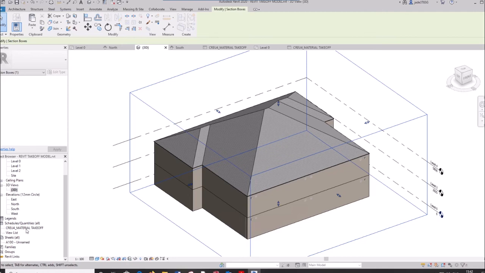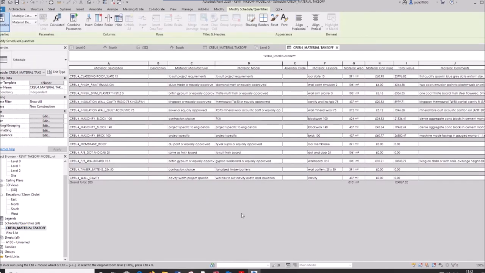Because we've doubled the amount of material in the walls, our takeoff for the blockwork 100 has doubled, which means the total has doubled. And because we've added a roof, we've also got the slate, 391 square meters at that rate. So our cost plan figure is increasing every time we add material and components into the model.